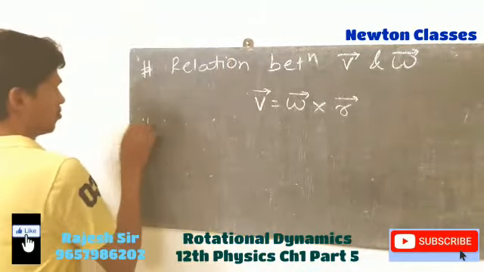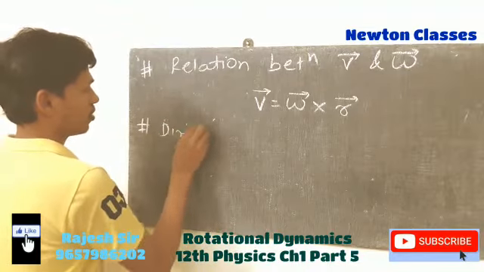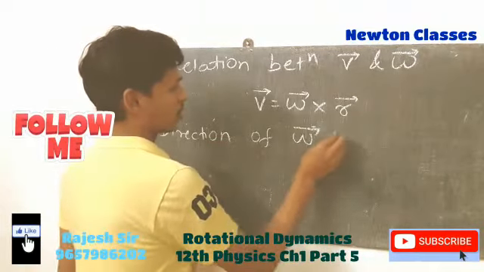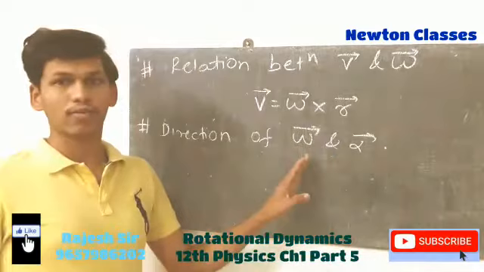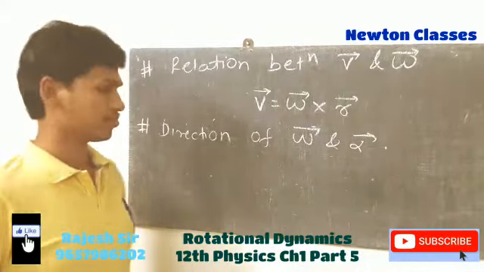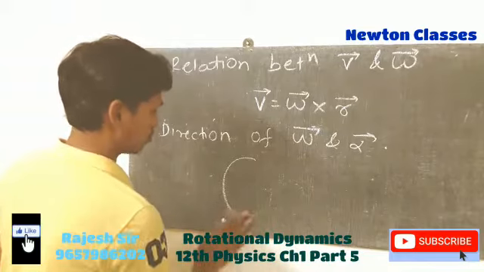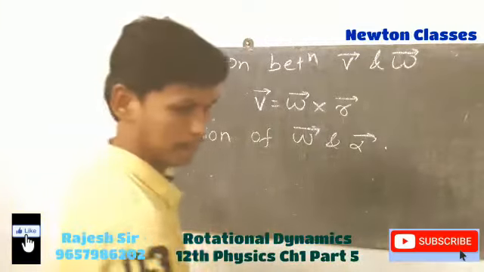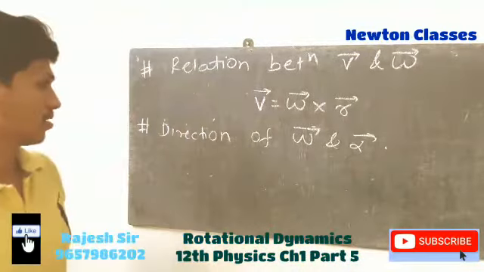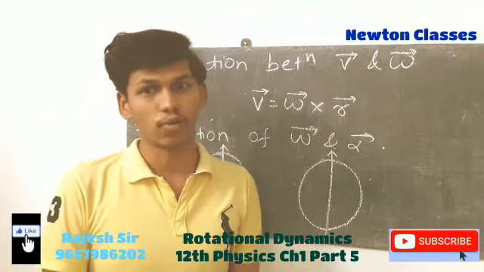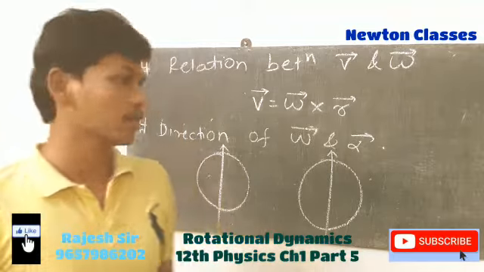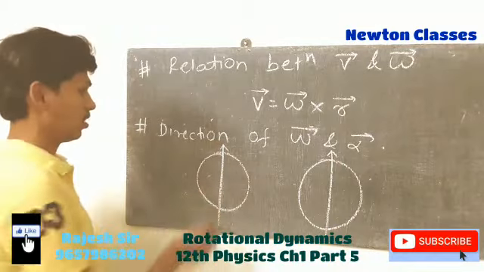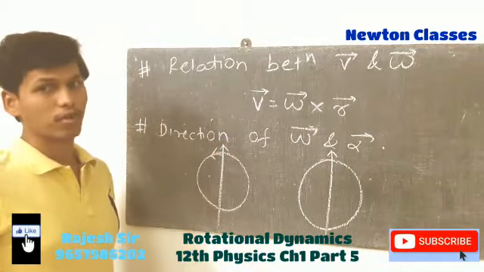Now here we have to find out the direction of omega bar and alpha bar, that is angular velocity and angular acceleration. Consider this circle. Now the direction of omega bar is given by the right hand rule. Consider this is the path of a particle which undergoes circular motion, and that particle moves in anti-clockwise direction.